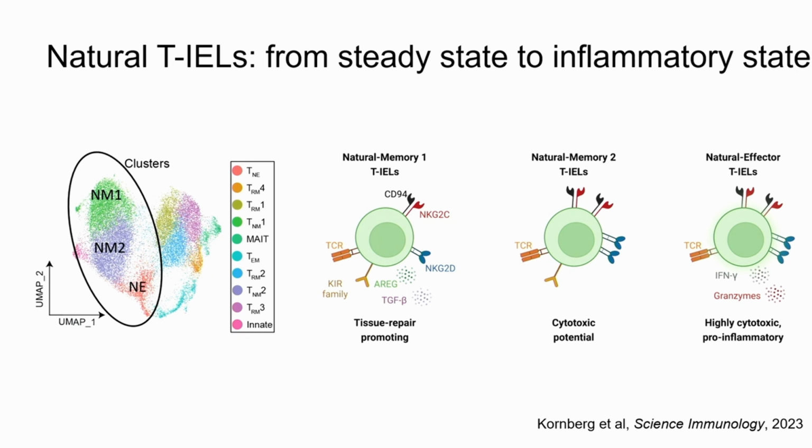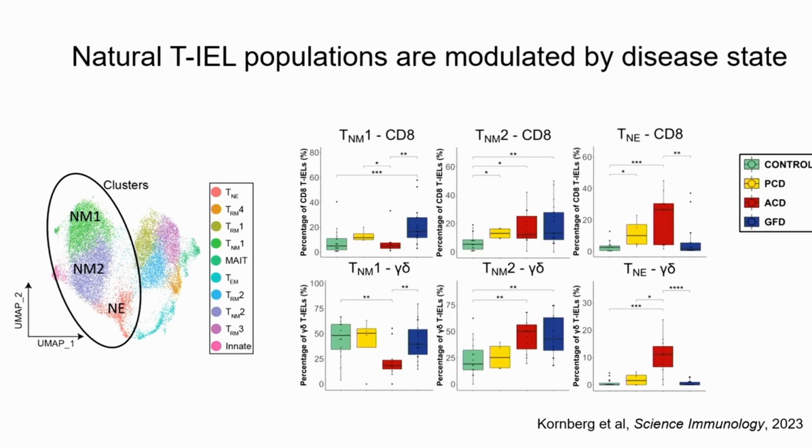Now, we did T cell receptor analysis, and they all share T cell receptor repertoire, indicating that there's plasticity between these populations. Now, what happens in disease? Well, not surprisingly, the natural effector T cells, the ones that we actually think are killing the tissue, are significantly upregulated in patients with active celiac disease, in red, and really absent in controls, and pretty much absent in patients on a gluten-free diet, okay?